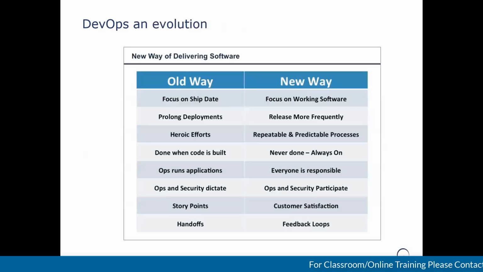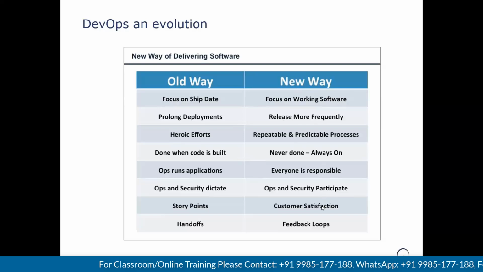And next, the old way is to focus on the ship dates. Right now, we are working with the software. So the old days are completely different and the new ways are completely different. The old days are completely a manual process and the new way is completely an automation process. So release more frequently, with a reliable process. It will be done on the operation side and the customer side feedback operations. It will go like this.